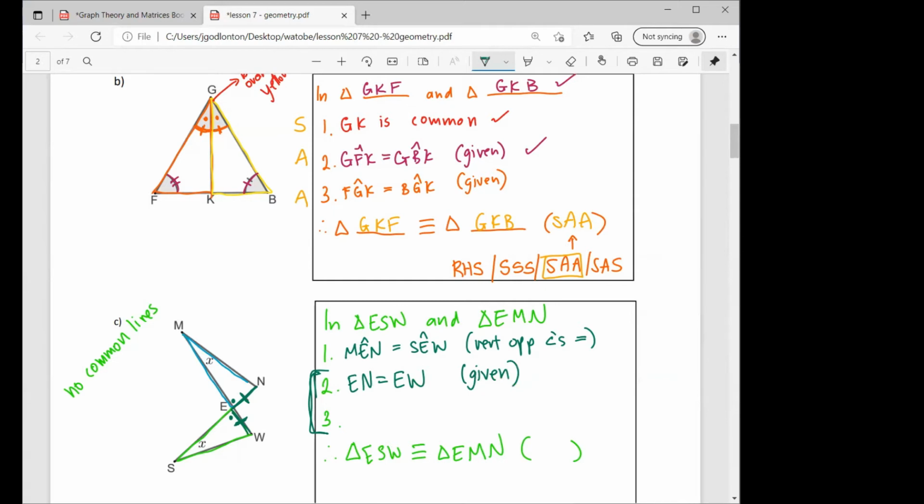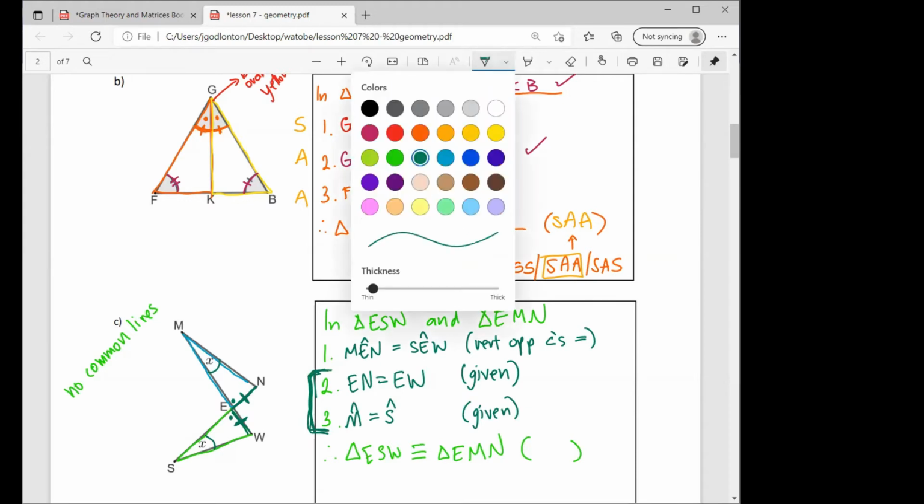And our last reason here is that if this is X and that's X, that means that they are the same as each other because they are both X. So that also means that angle M is equal to angle S because it has been given to us. So these two over here were the easy ones, and the vertically opposite angles was the tricky one.